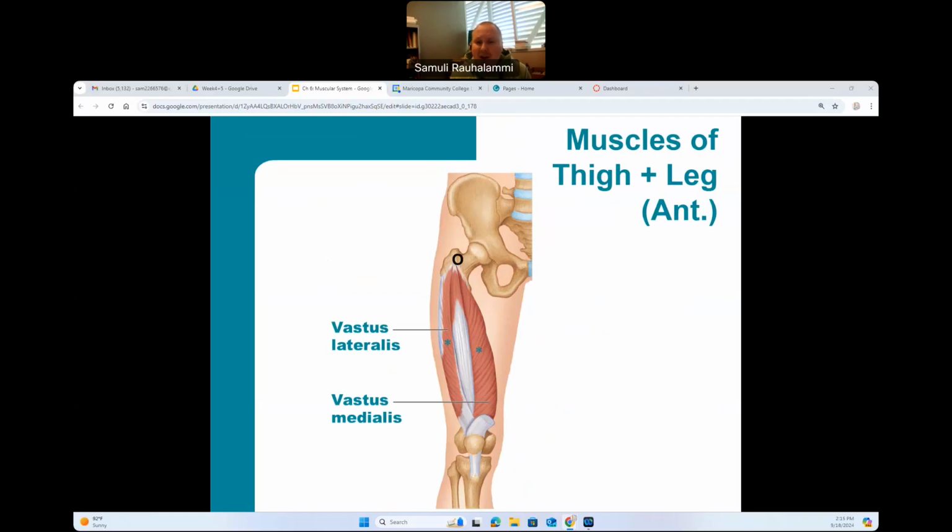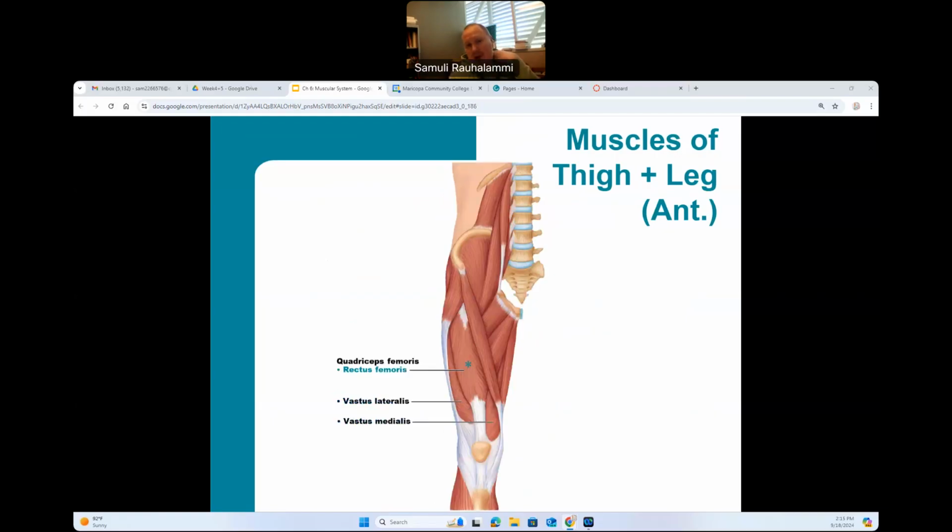And if we think of the function of the vastus lateralis muscle and vastus medialis muscle, it really is for the vastus lateralis muscle to extend and stabilize the leg, whereas the vastus medialis muscle really extends the leg.